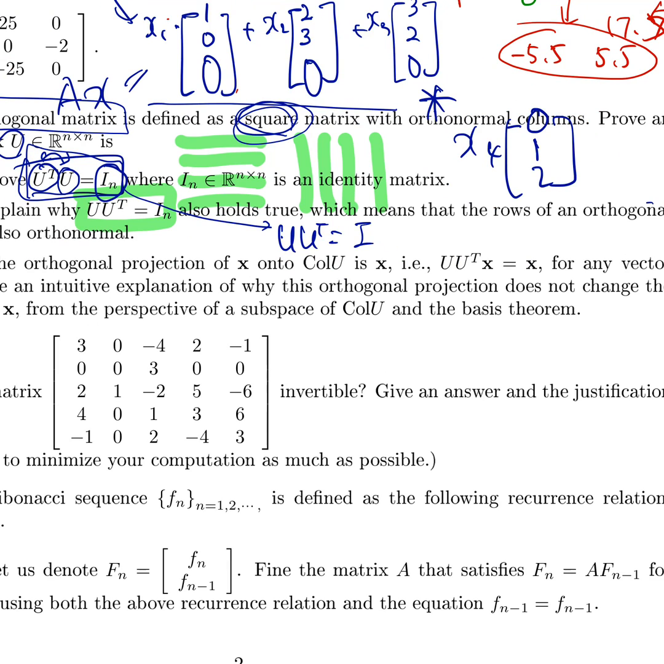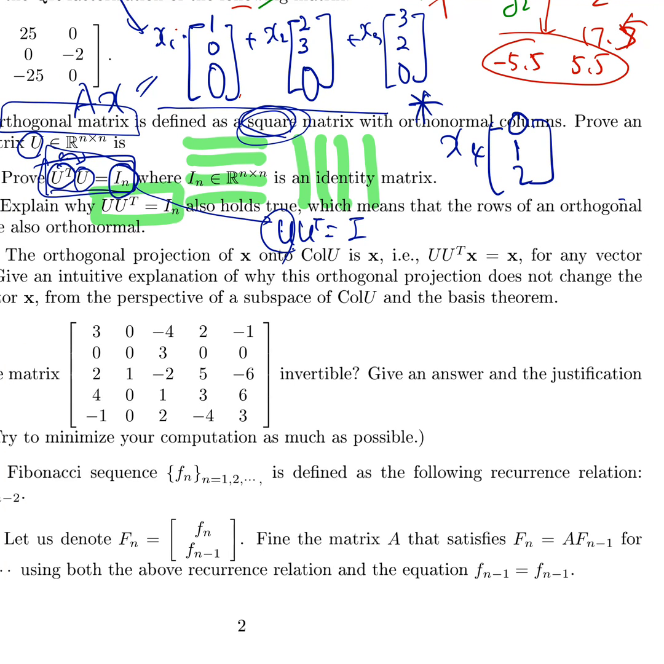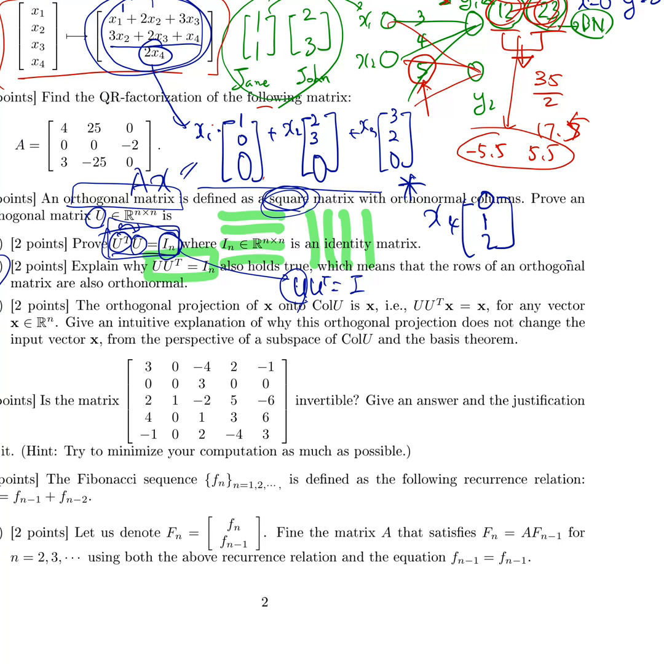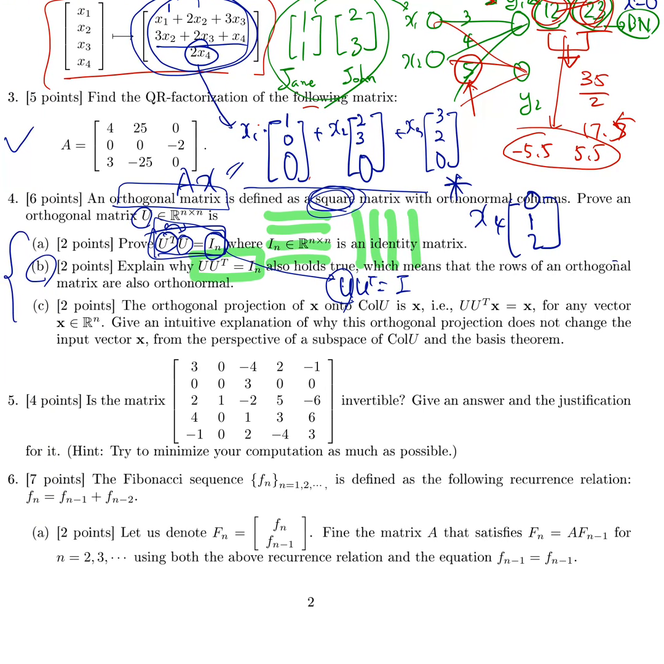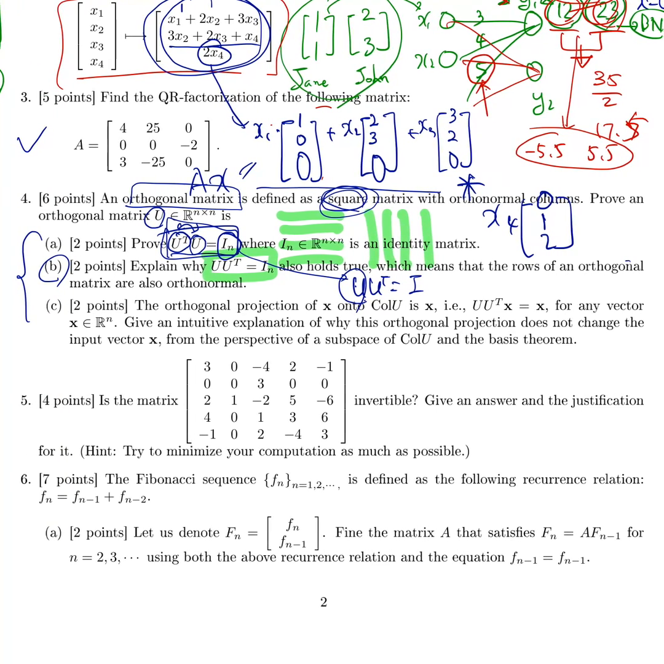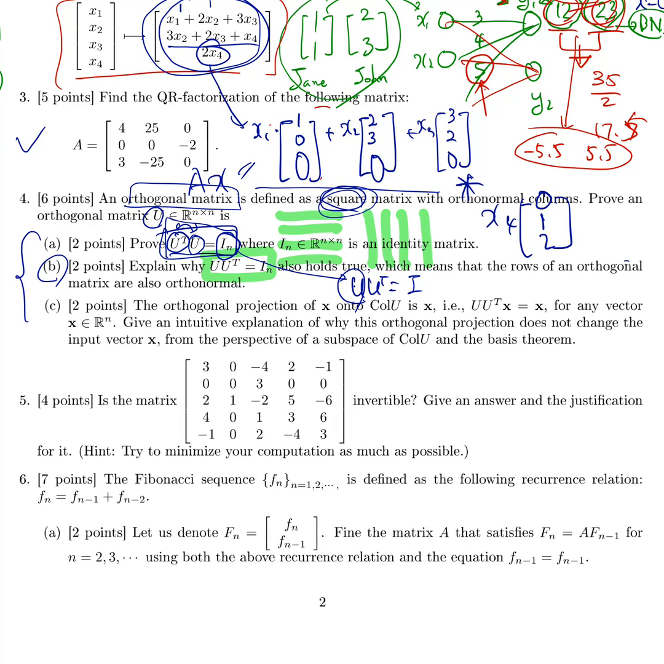And then in this case, we can conclude that the rows of U are also orthonormal, right? Right. And what about the third one? If anyone knows, please answer it.